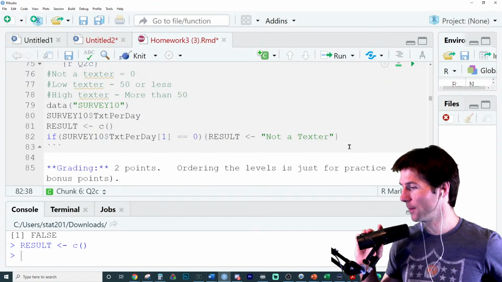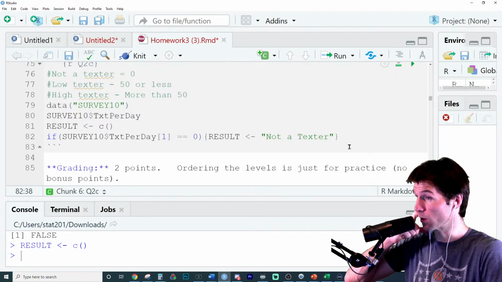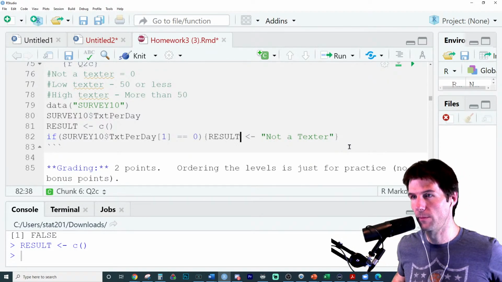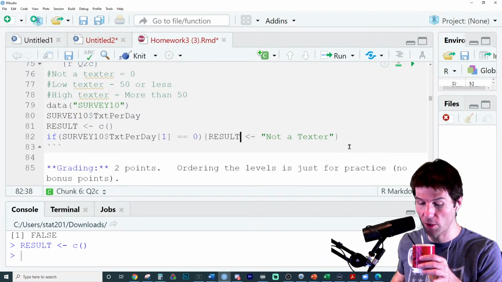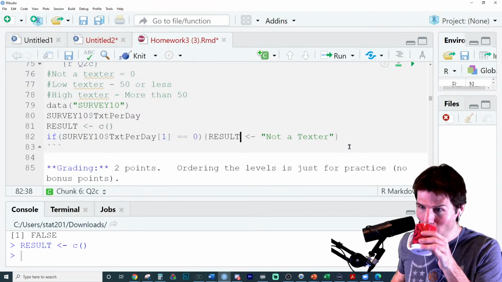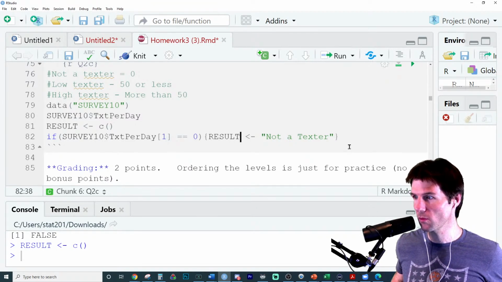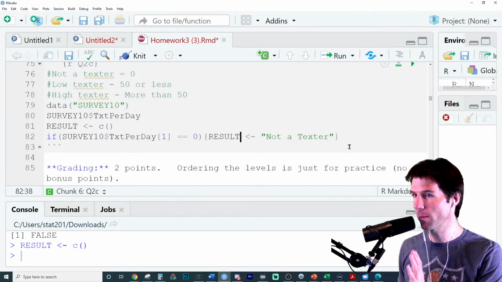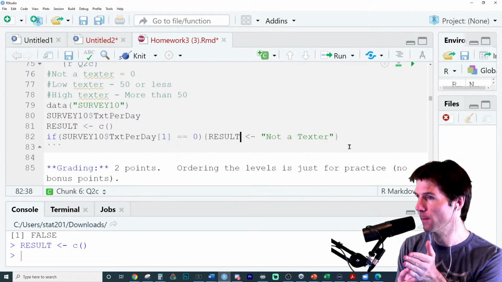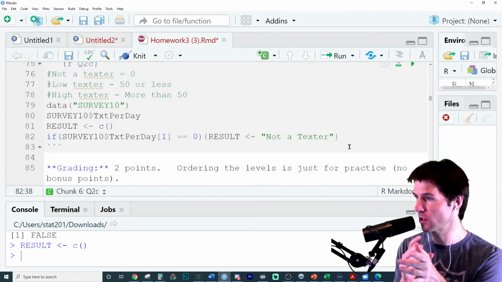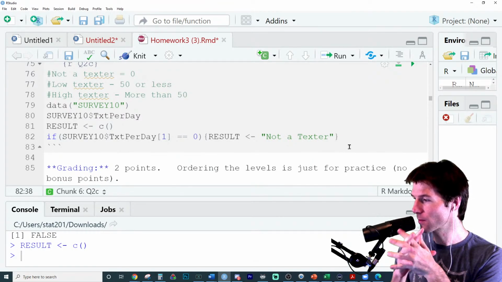Take a moment, pause right here. Where am I going to store into result? Where am I going to store into result? Think about this. We're running this code for the first person. We're going to see if the first person texts 0 amount of times.